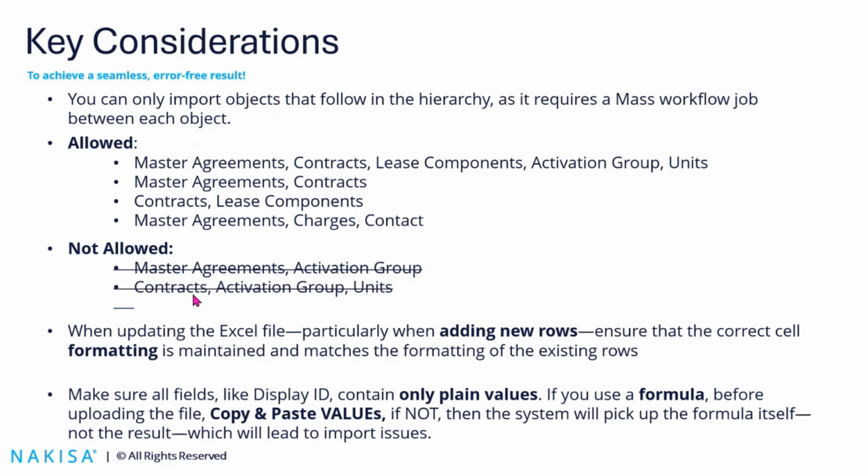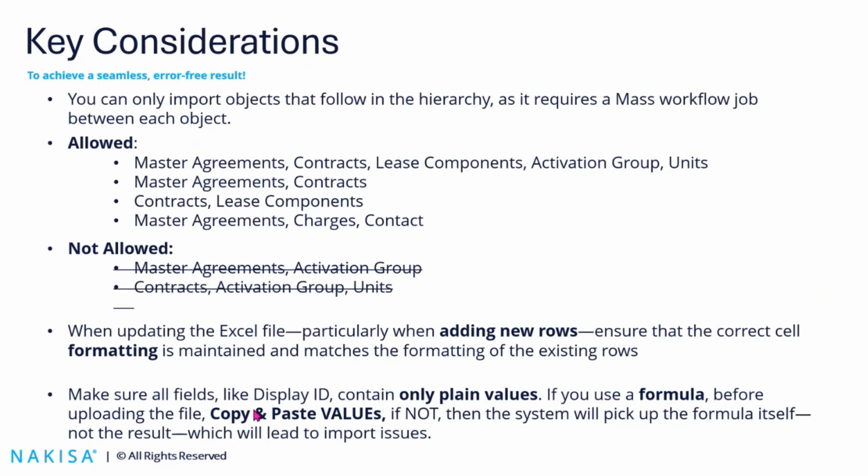Similarly, the example I've given here is that you cannot have contracts and activation group and units because it's missing the mass flow work job between the contracts and lease component that will trigger activation group. The user must keep in mind, when they are updating the Excel file and adding new rows, that they should have the correct formatting when they are copying from a row above.